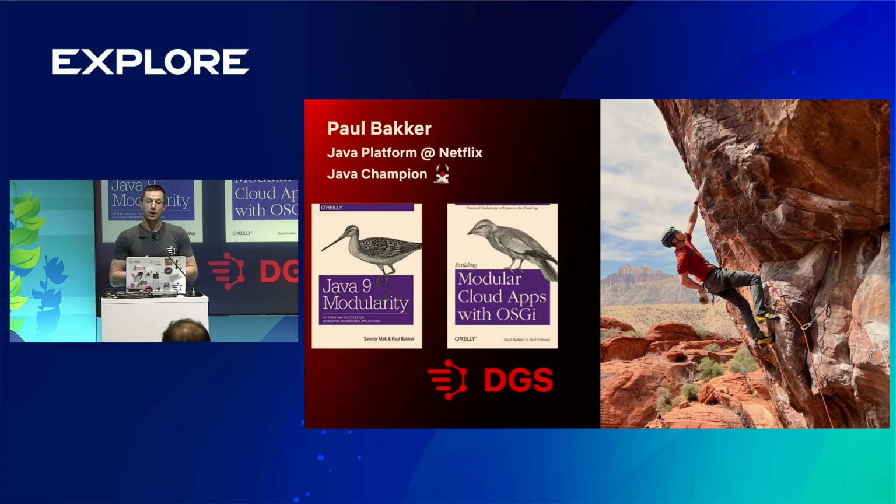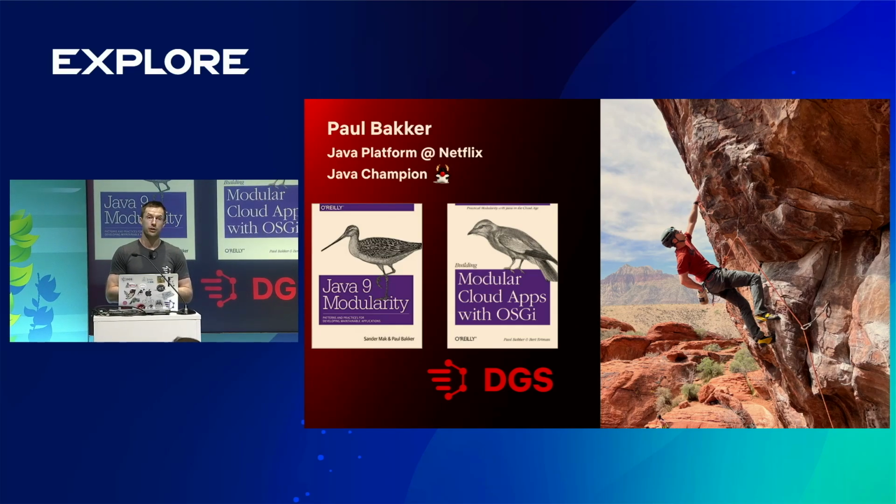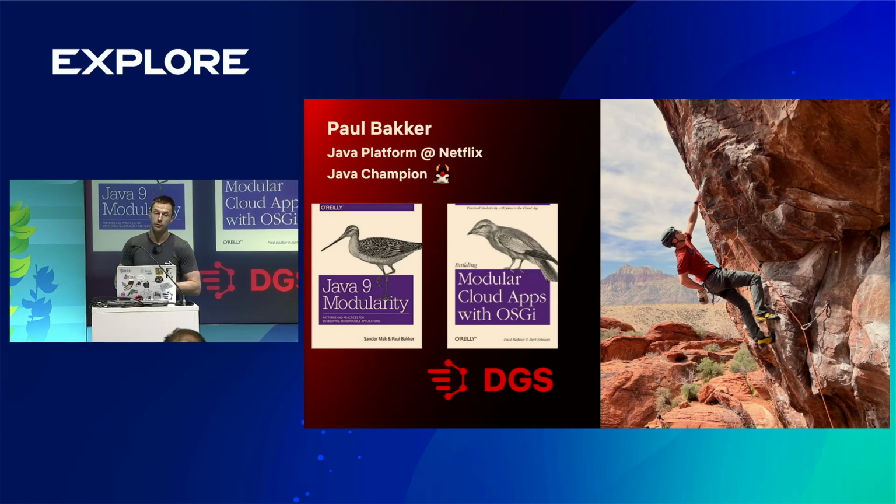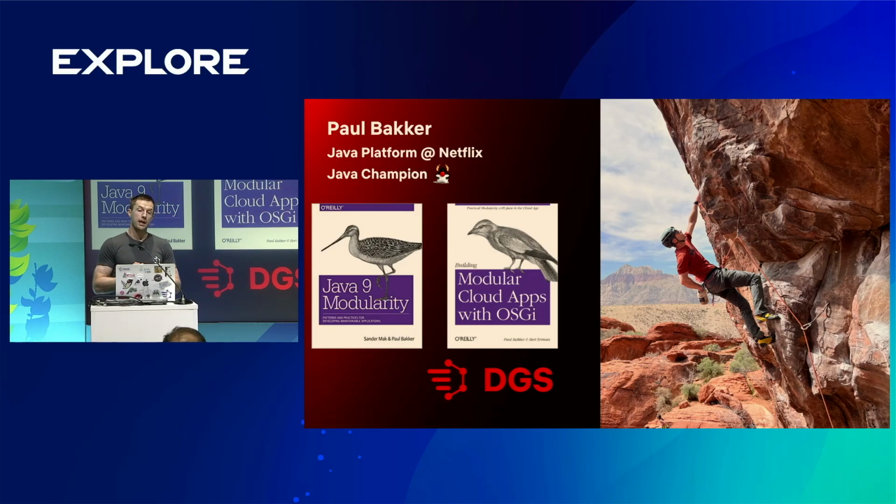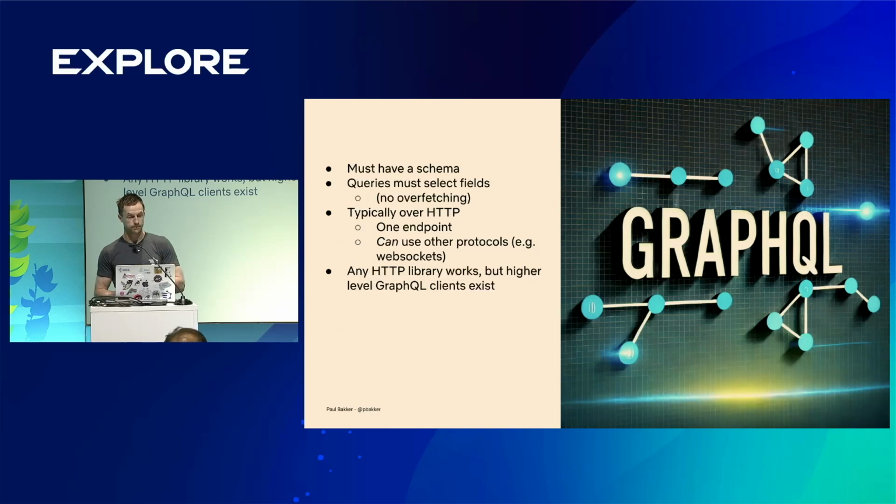All right, so my name is Paul. I'm in Java platform at Netflix, and I've been doing GraphQL for the last 3-4 years or so since Netflix got started with GraphQL. I'm also a Java champion, and I'm one of the first authors of the DGS framework, which is the GraphQL framework that we're going to play with today. And this photo is kind of random, but it is just outside of the city of Las Vegas, like 30 minutes from here. If you haven't been there, you should definitely go and visit.